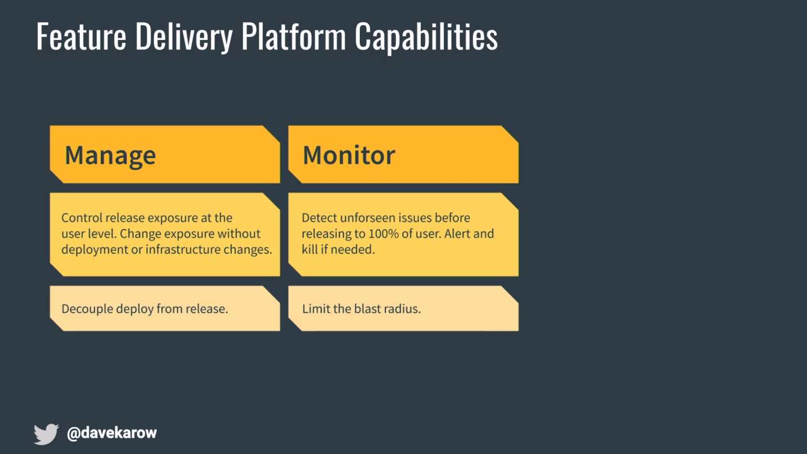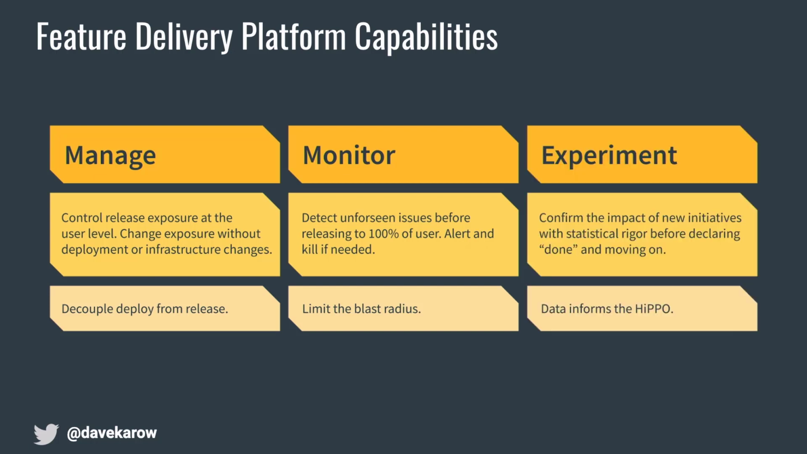So I want to limit the blast radius. How do I do that? I need to know how the users in the system are behaving early on in the rollout, not after a preponderance of evidence shows up, right? I want to know soon. And then finally, to experiment.